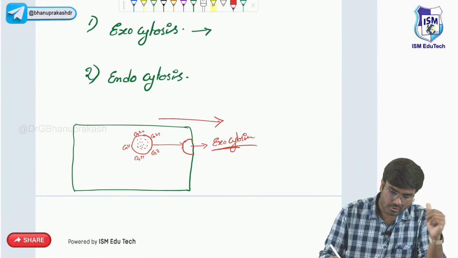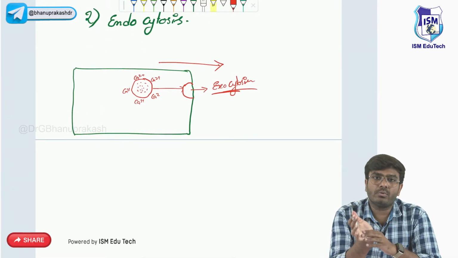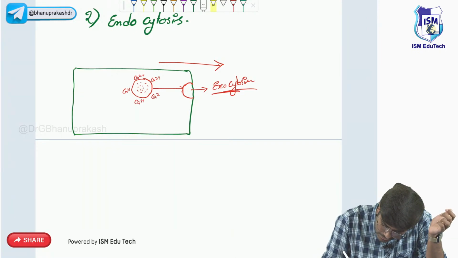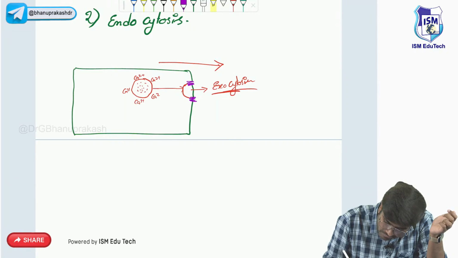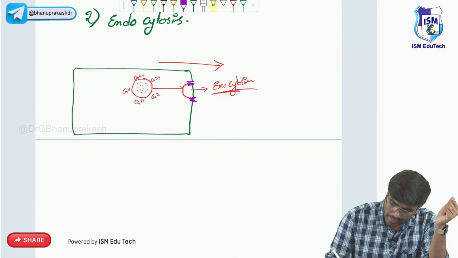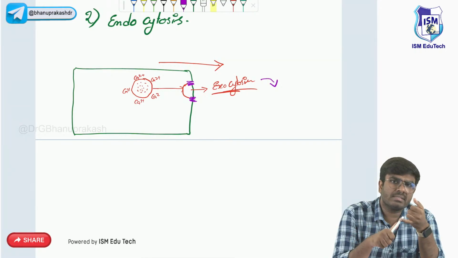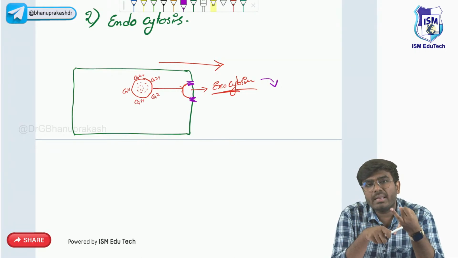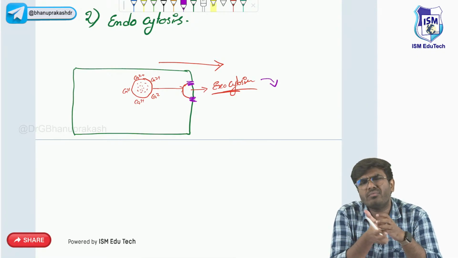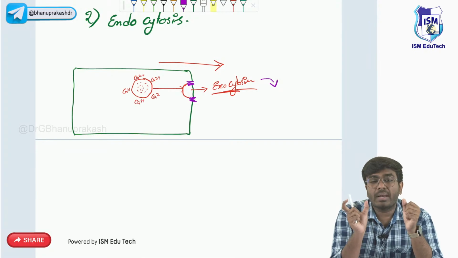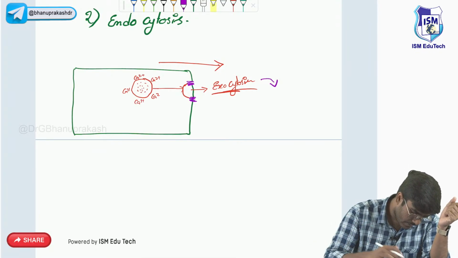Now my question is, for exocytosis, you need to have special proteins. Can you name them? Exocytosis requires which protein? Does it require cadherins, megalins, caveolins, or synaptobrevins? The name of the proteins which are required for exocytosis.